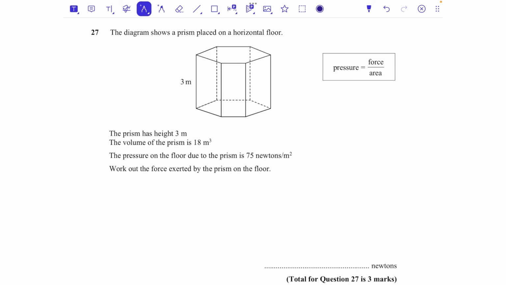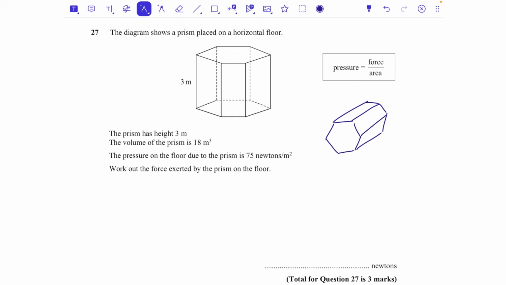Question 27. The diagram shows a prism placed on a horizontal floor. The prism has a height of 3 and the volume is 18 meters cubed. Now, if you have a prism where you've got that cross section and then it goes back, that's what a prism does. You've got that same shape all the way through.